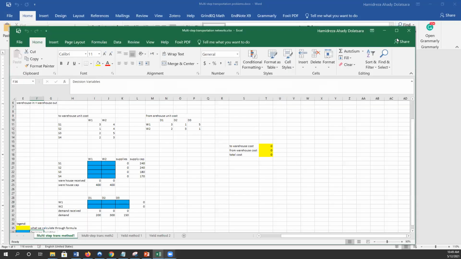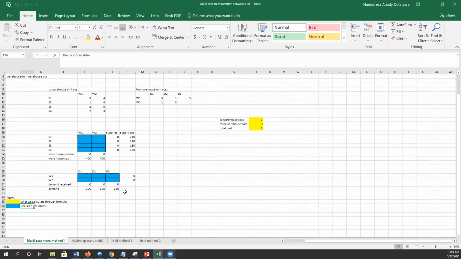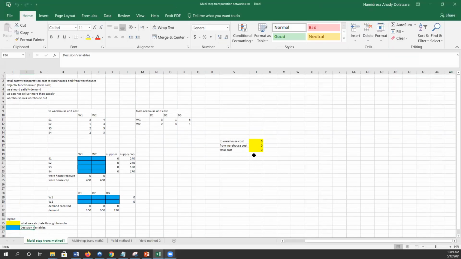Okay, so let me explain here. The total cost, the transportation cost to the warehouses and from the warehouses to the destination points, we want to minimize. We should satisfy the demand. We cannot deliver more than supply. And whatever we send into warehouses, they should get out of the warehouses.